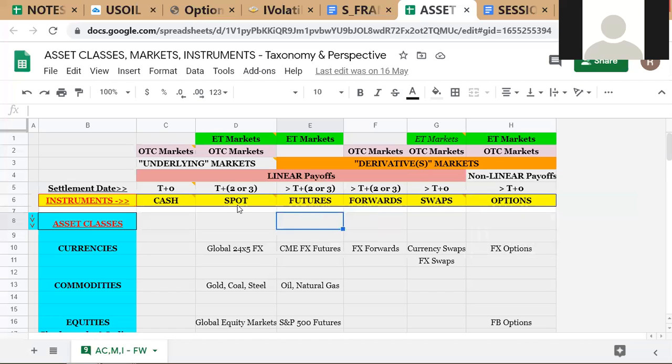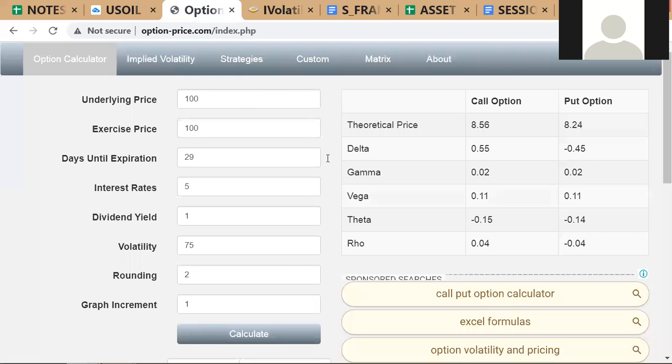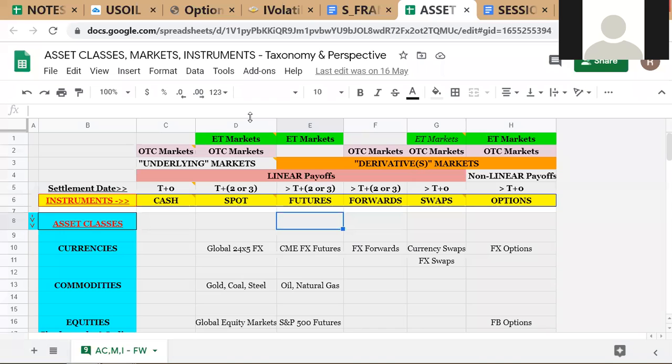But invested capital requirements change depending on which instrument you're using. Futures I have not taught you, so you have not seen that. But you can straight away see that if you want to trade in spot, you have to pay $100 per share. Here you have to pay $8.50 per share if you want to buy one call option, the right to buy one share. So you are able to control the same position, but your invested capital requirement is much less. So the invested capital requirements change depending on the instrument.